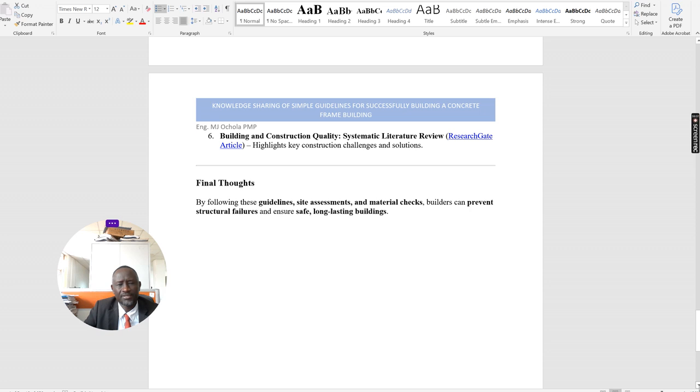So by following these guidelines, site assessments and material checks, builders can prevent structural failures and ensure safe, long-lasting buildings in the industry and in our country. So I think it is of interest that the regulatory bodies in the industry take a lead to bring everybody on board and then do a bit of stakeholder management, engagement.